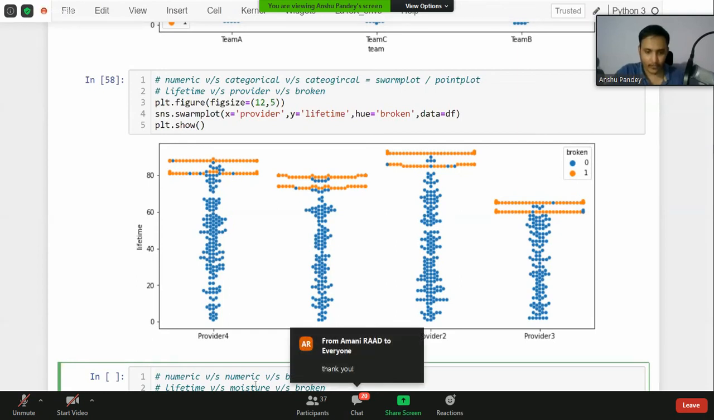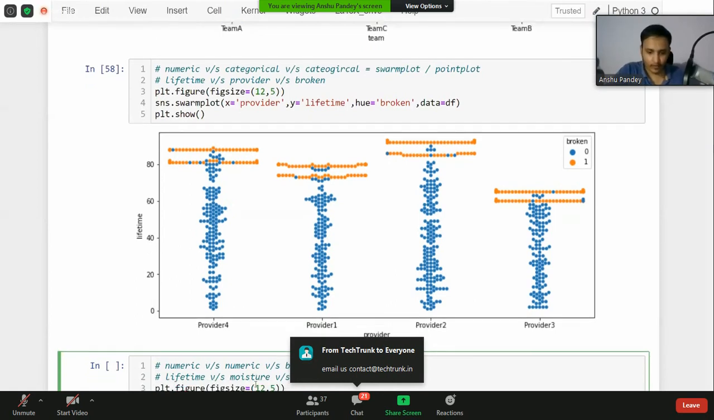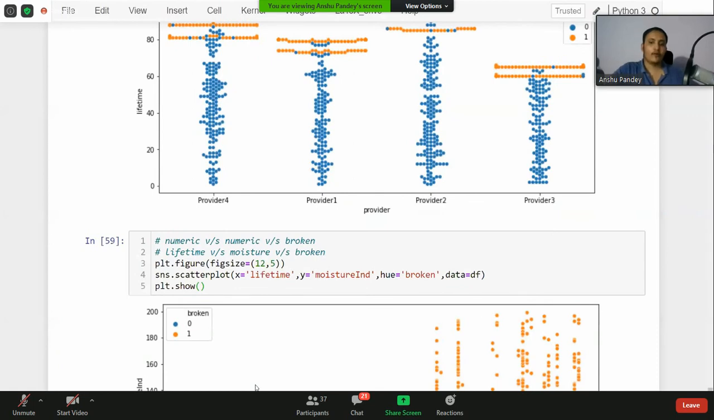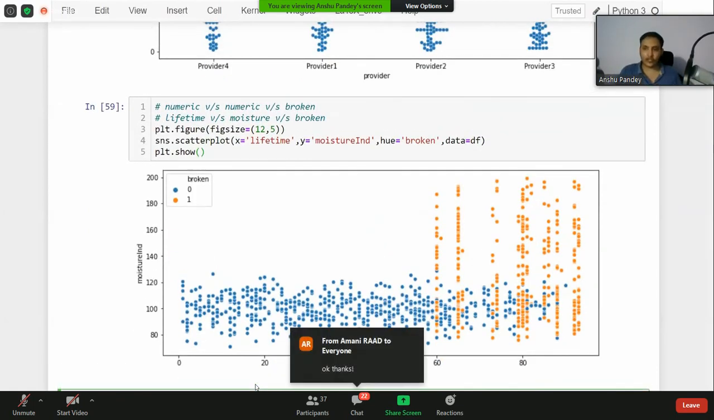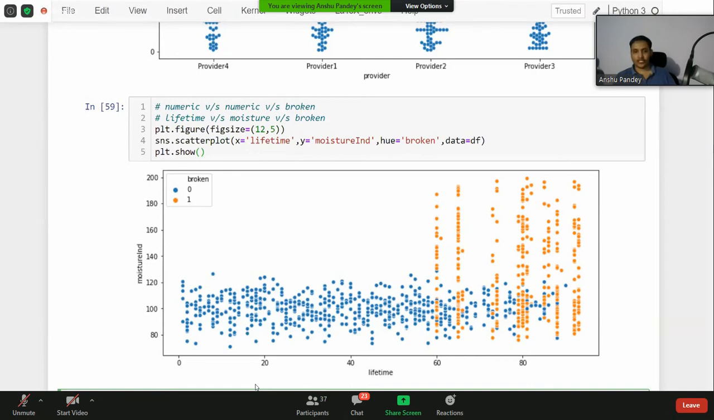So yes, this is lifetime versus moisture, both numeric, and hue we're giving as broken, and we're drawing a scatter plot with data as df, right? And we'll show. Right, this is the scatter plot we have. Each dot is representing one machine. The x-axis is representing the lifetime of the machines. The y-axis is representing the moisture the machines are generating. Blue dots are the machines which are not damaged, and red dots are the machines which are damaged.